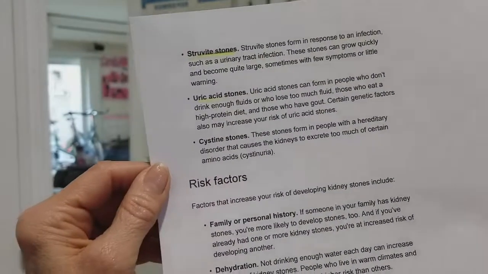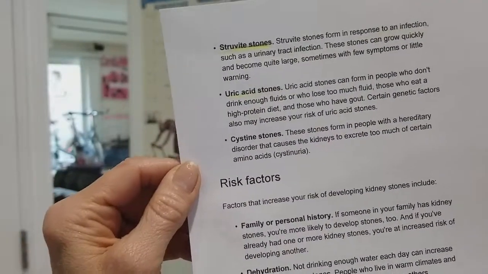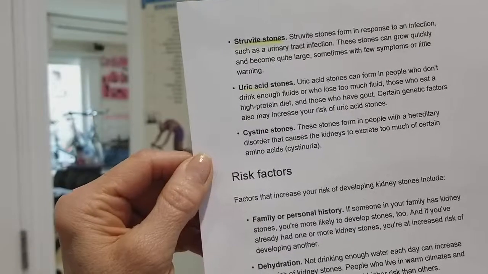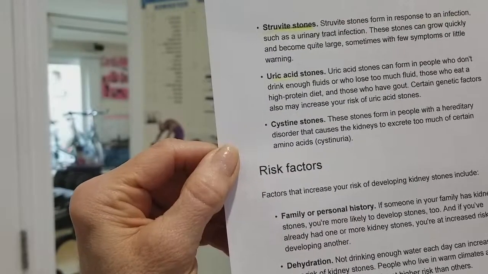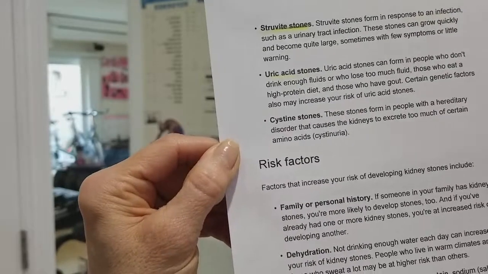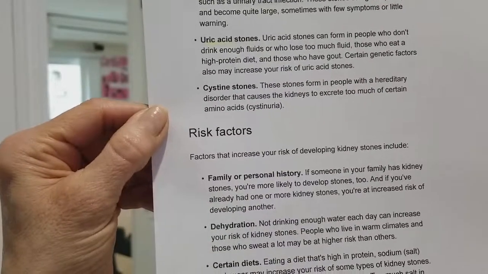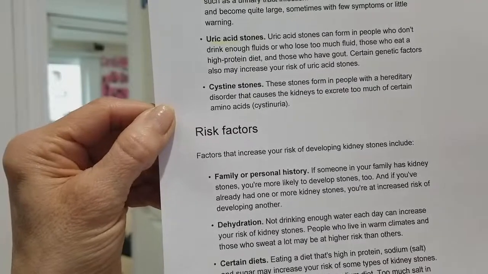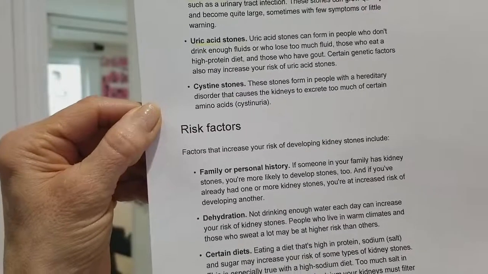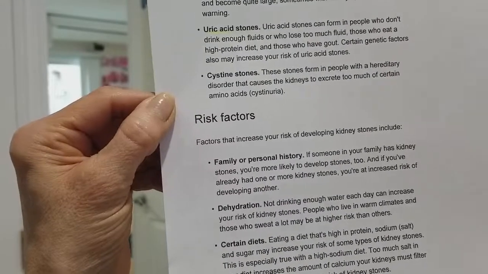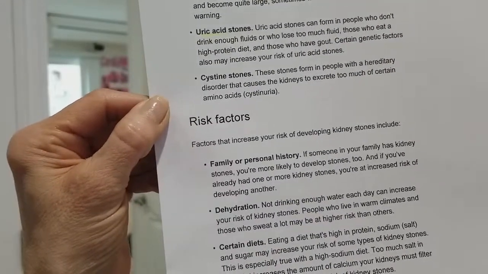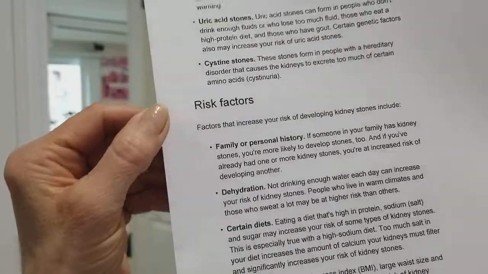All right, the next type of stone is struvite stones. And these are a response to infection. Okay, then you have uric acid stones. And these are because maybe you're dehydrated or you have a high protein diet, or if you have an autoimmune disease called gout, and certain conditions will cause that inflammation. Okay, and then the cystine stones, and that's usually hereditary.